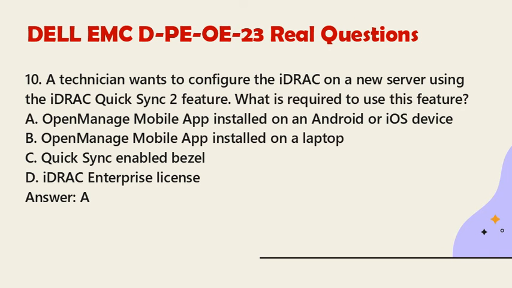10. A technician wants to configure the iDRAC on a new server using the iDRAC Quick Sync 2 feature. What is required to use this feature? A. OpenManage Mobile app installed on an Android or iOS device. B. OpenManage Mobile app installed on a laptop. C. Quick Sync enabled bezel. D. iDRAC Enterprise license. Answer: A.